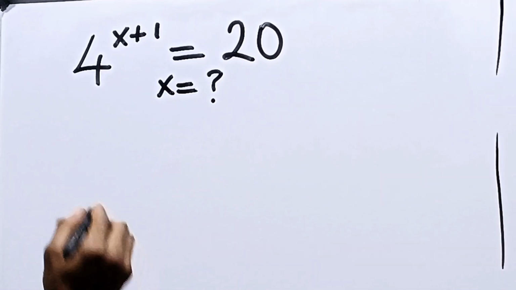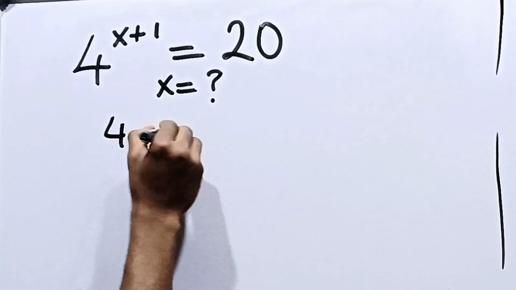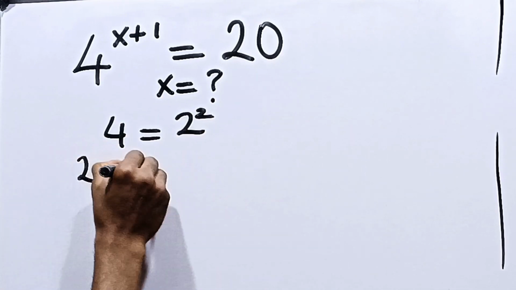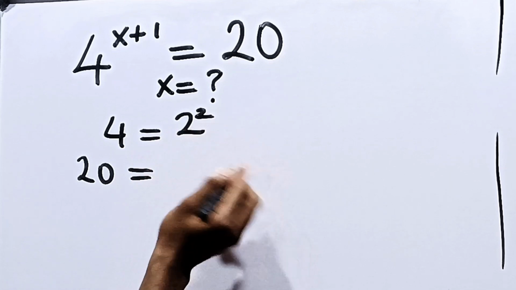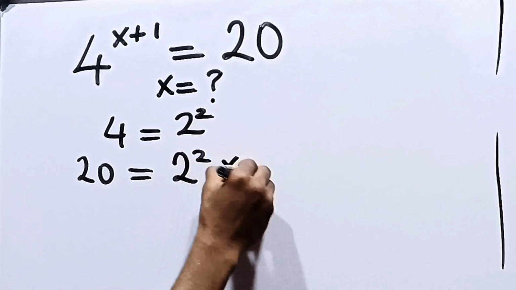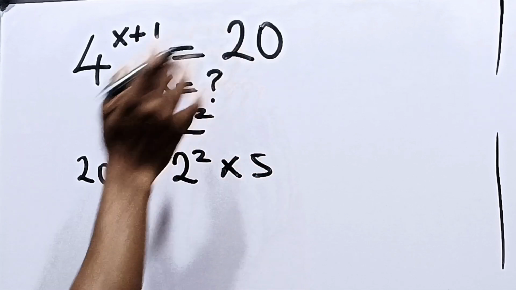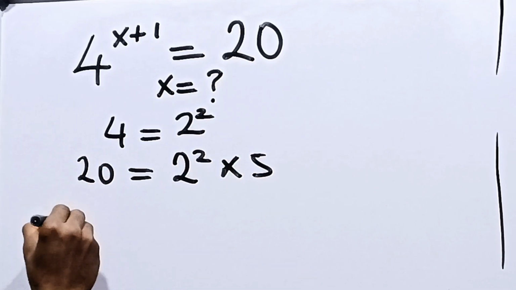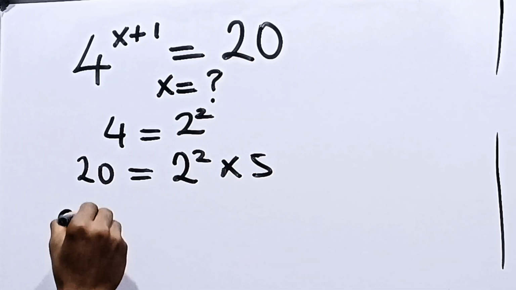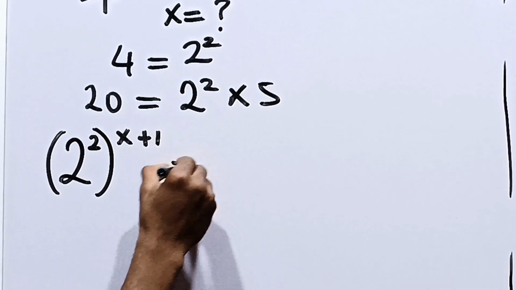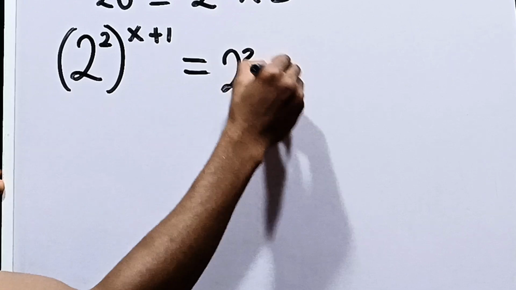Write out their multiples. So we have 4 to be equal to 2 squared, alright? Now 20 on the other hand is equal to 2 squared, which is 4, times 5. So we have 2 squared times 5 to be 20. Let's now replace this in this equation. So we have 2 squared, okay, raised to the power of what? x plus 1 to be equal to 2 squared times 5.